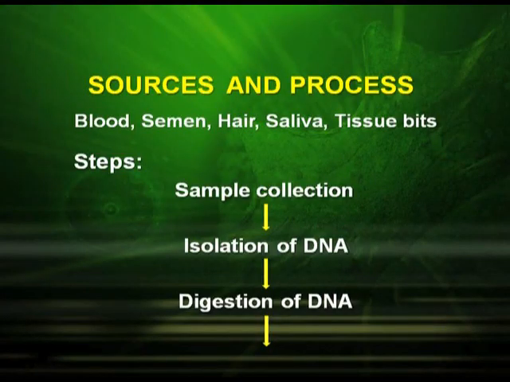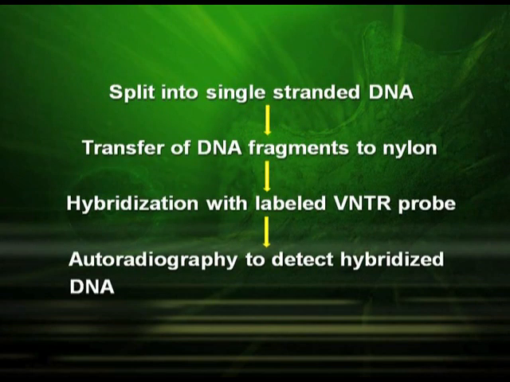Now, during the process of DNA fingerprinting, let us see the sources from where the DNA is taken. The sources are blood, semen, hair, saliva or tissue bits. Now, let us see the steps of DNA fingerprinting. The first step is sample collection from the site. The second is the isolation of DNA, which we have already studied. Then digestion of DNA by restriction enzymes. Then splitting into single-stranded DNA. Then the transfer of DNA fragments to a nylon sheet. Hybridization with a labelled VNTR probe, and autoradiography to detect the hybridized DNA.